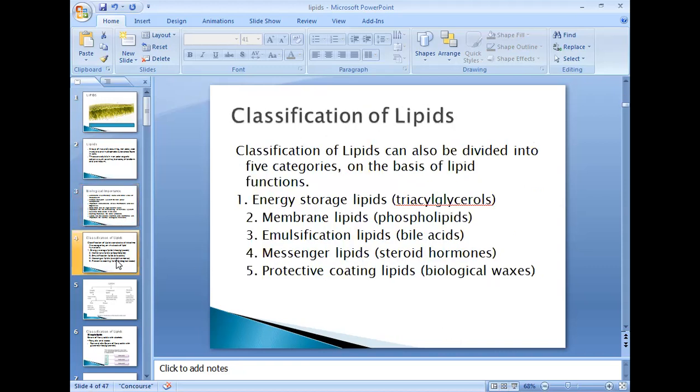So we can classify them according to their functions: energy storage lipids, for example, triglycerides; membrane lipids like phospholipids; emulsification lipids like bile acid, as we have already studied; messenger lipids, for example, steroid hormones; and protective coating lipids like biological waxes, which act as protective coating for skin.